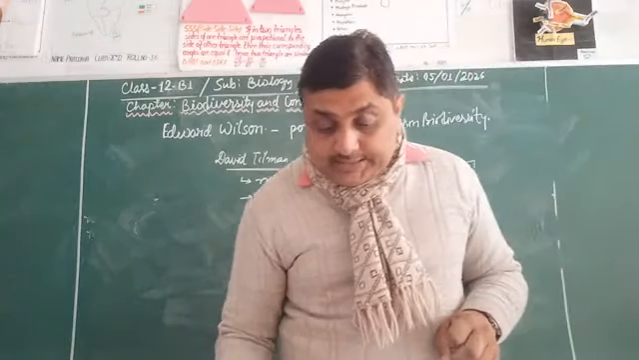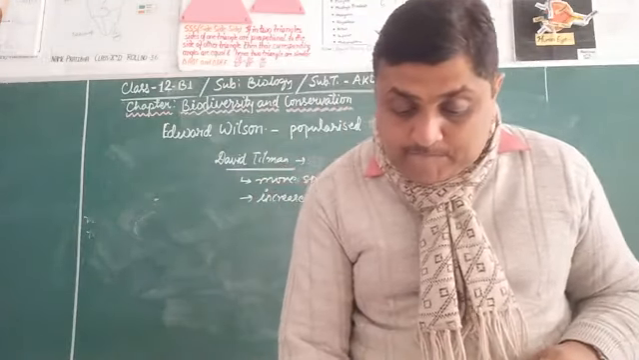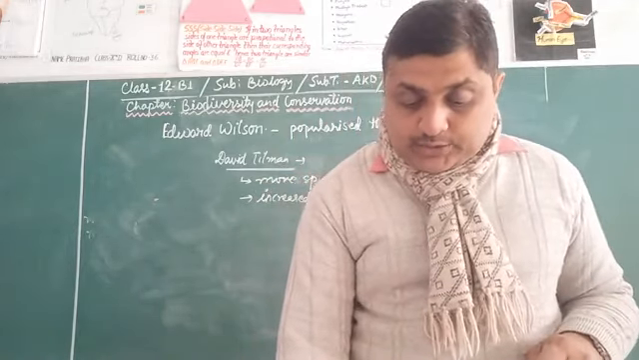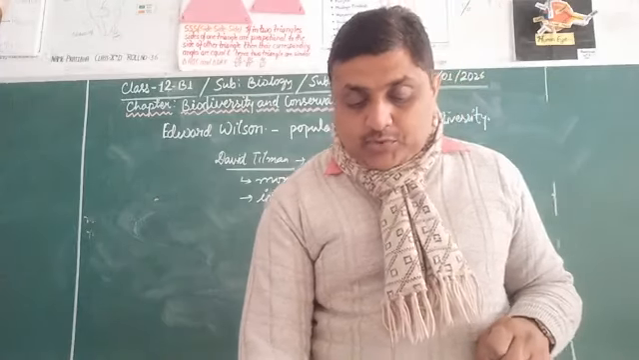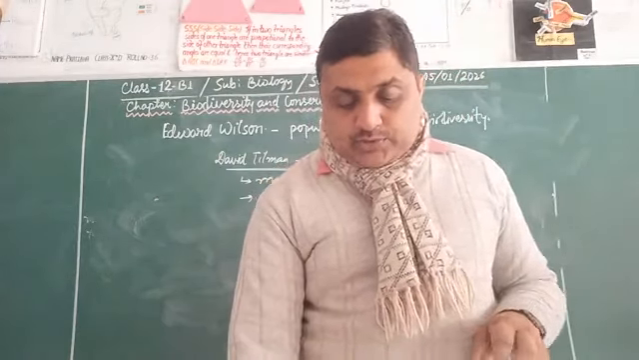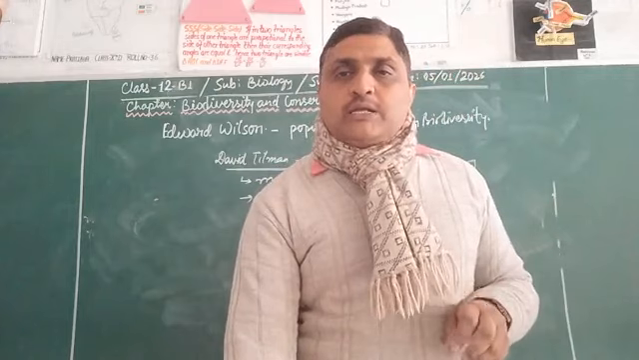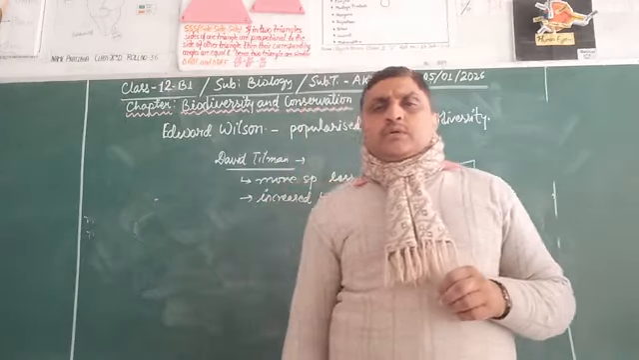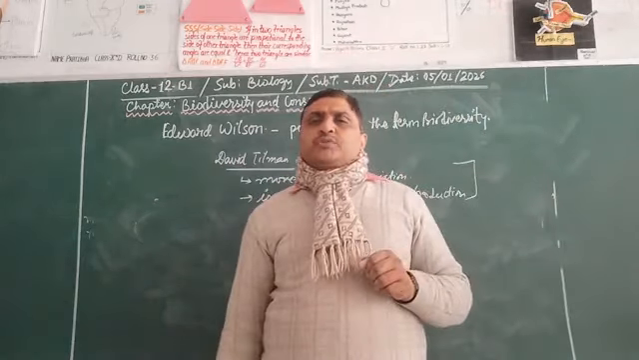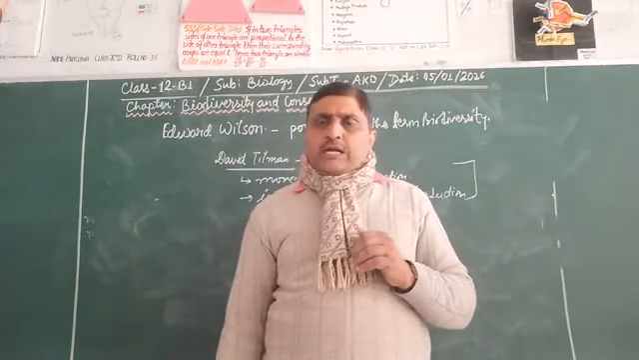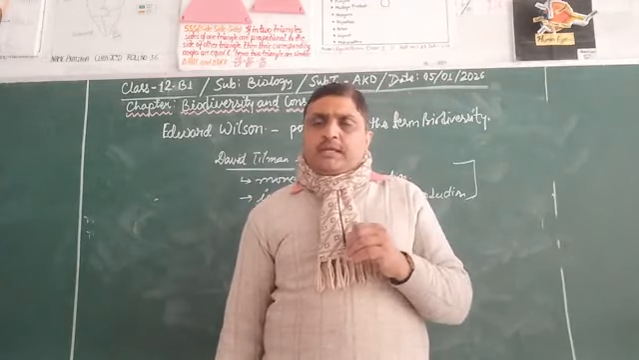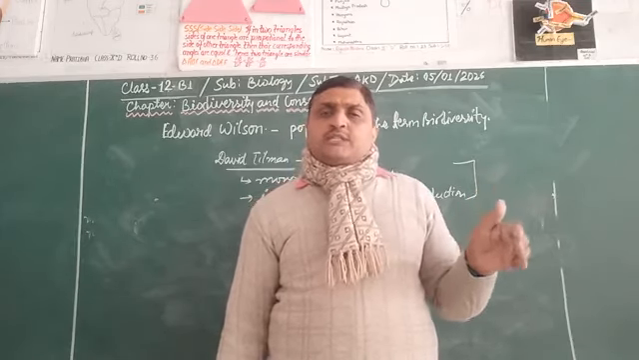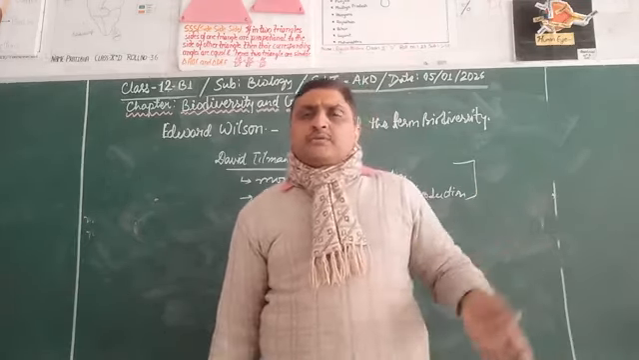There is one question given in your book. If there are 20,000 ant species, and out of these only 15,000 remain on the earth, what happens? The number is reduced by 5,000. This reduced number affects the food chain, and it will affect the ecosystem, not immediately but after some time.